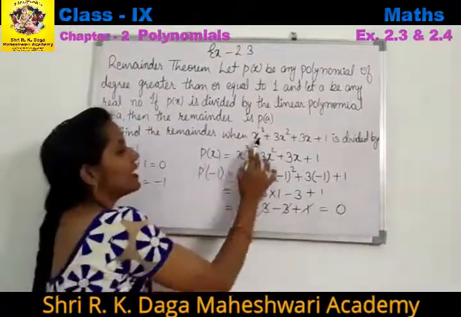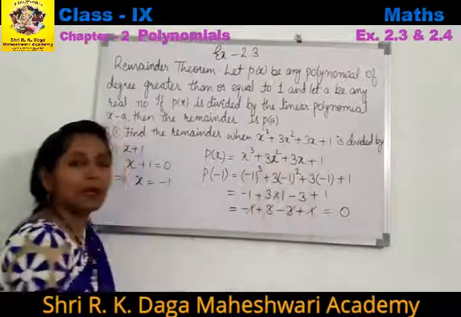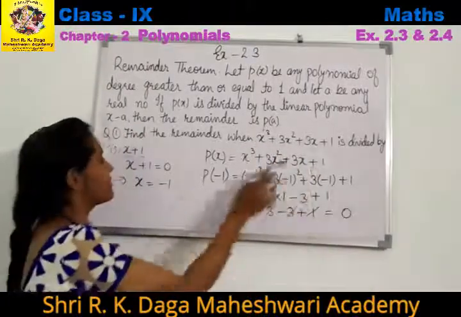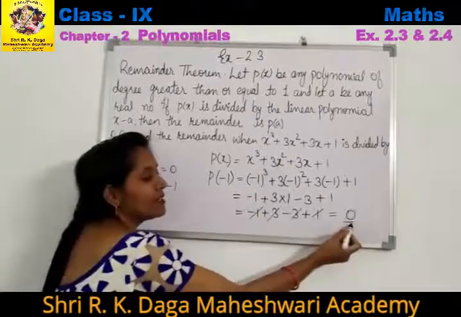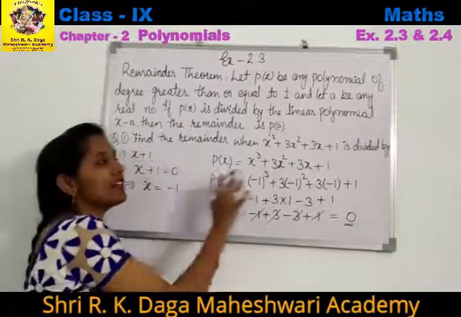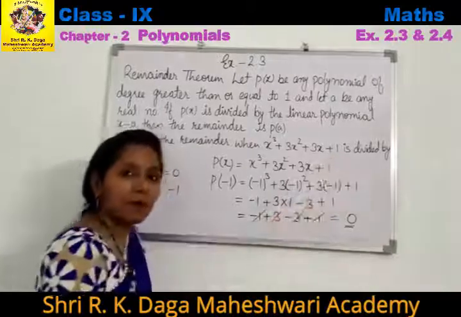So when we divide this polynomial x cube plus 3x square plus 3x plus 1 by x plus 1, we get remainder 0. Hence x plus 1 is a factor of this polynomial.